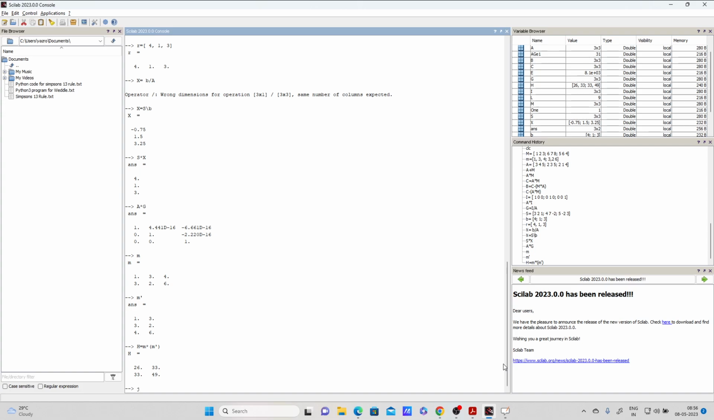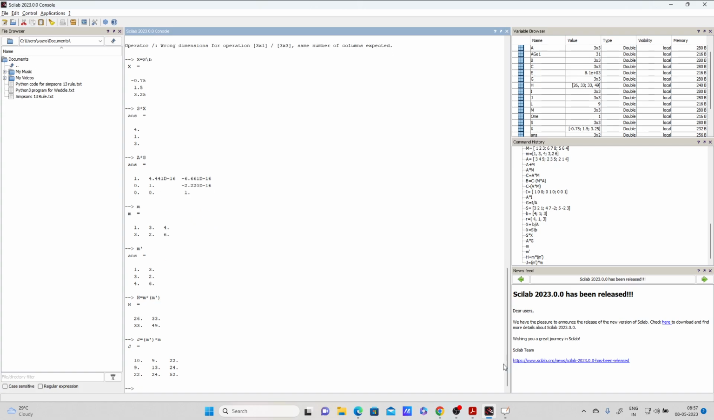I'll define capital J to be equal to the other product. To find the transpose, just use apostrophe. That's what I'm trying to tell you here. M apostrophe star M. So this gives you a 3 by 3 matrix, which is again a symmetric matrix.